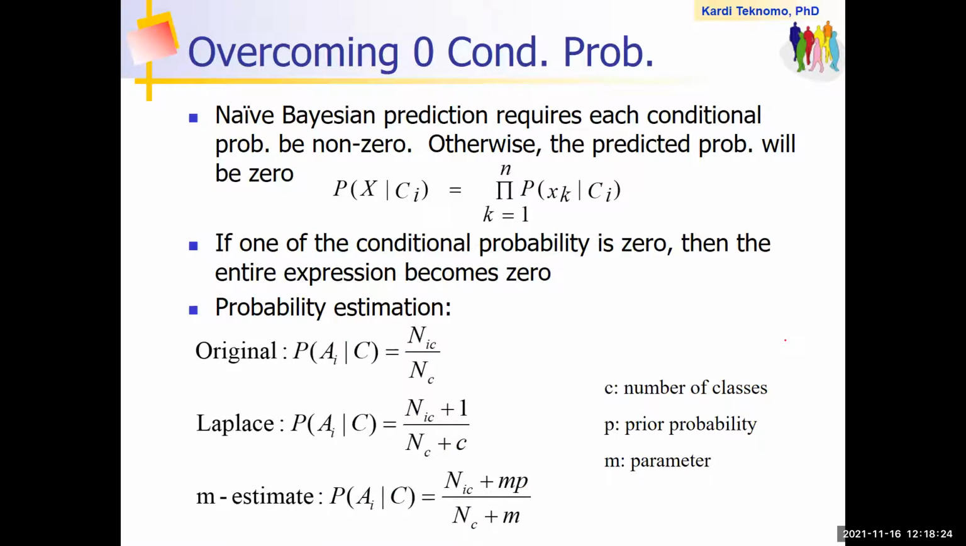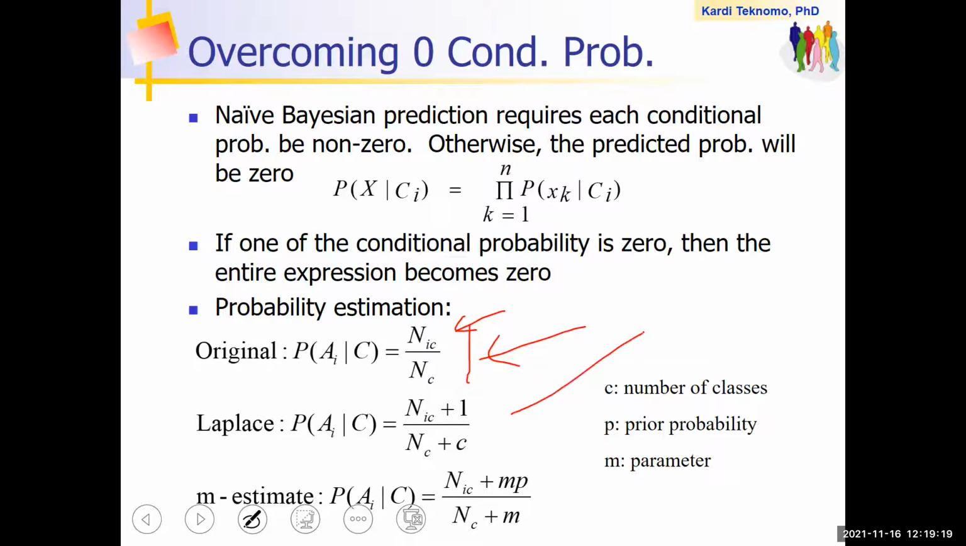Okay, so earlier I said there is a problem if the probability is zero, right? This is how you calculate the probability initially. Given the class, and Ai is the attribute, this is the number of entries divided by the number inside that class. This is the actual formula to compute probability. So to overcome the zero condition, say for example Nic is zero, or Nc is zero, how to do that?